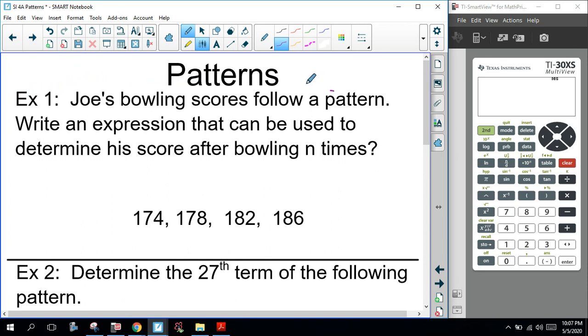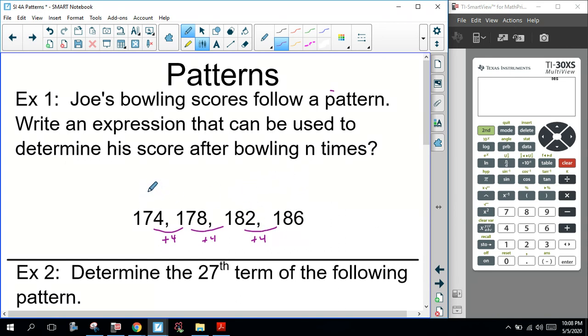Joe's bowling scores follow a pattern. Write an expression that can be used to determine his score after bowling n times. Well, if we look at this, kind of like we were talking about a moment ago, we continue to add the same thing over and over from term to term, or from game to game of bowling. So plus 4 is a linear pattern.